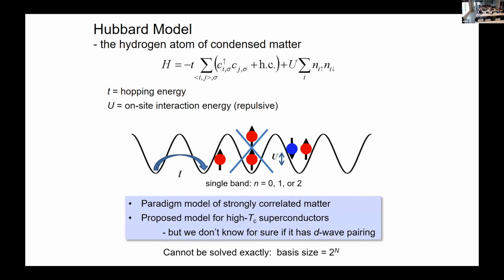So this is really a paradigm model of strongly correlated matter. It's been proposed as a model for high-Tc superconductivity. We don't know. We don't know how high-Tc superconductivity actually works. And we don't know yet whether the Hubbard model is a valid model containing d-wave superconductivity.